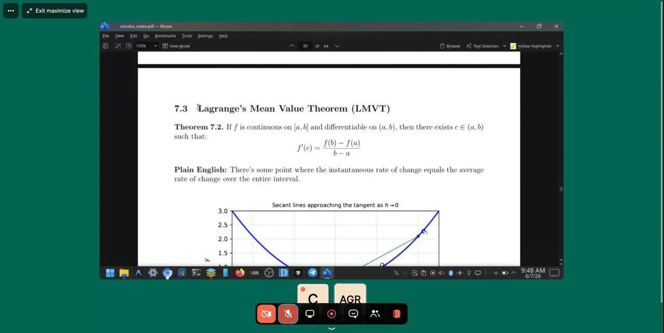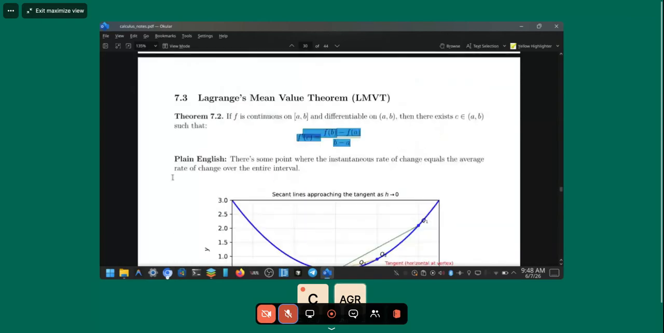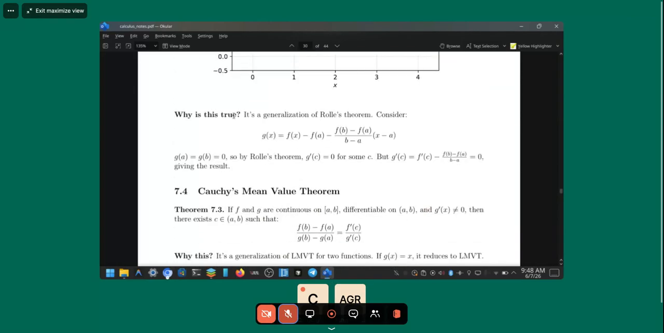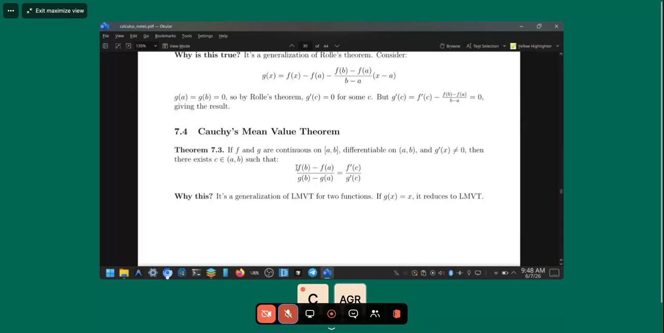This is Lagrange's mean value theorem. You just have to remember this formula; the derivation is generally not asked. Then this is Cauchy's mean value theorem formula.